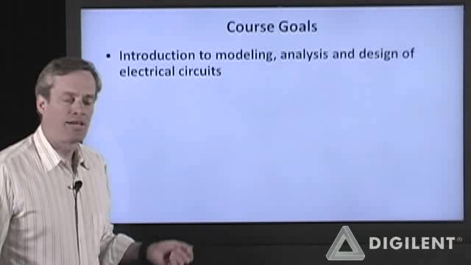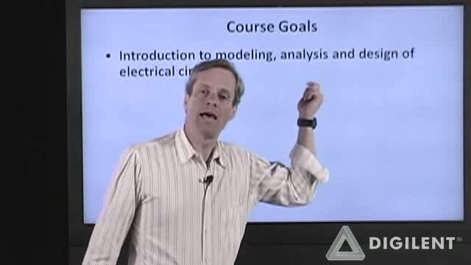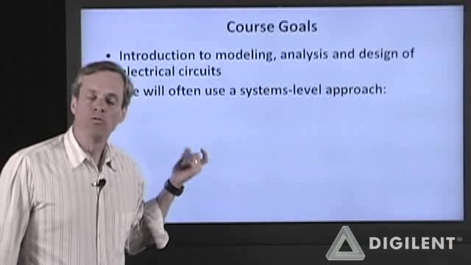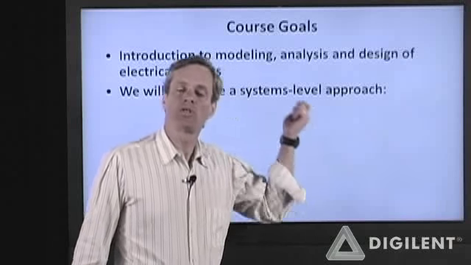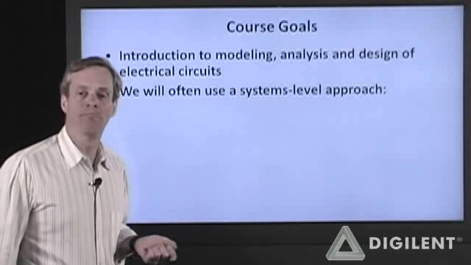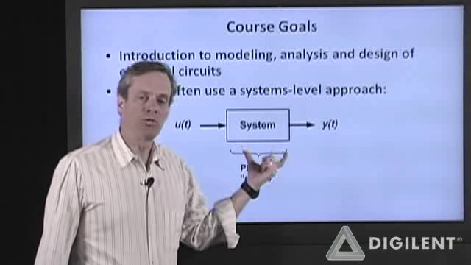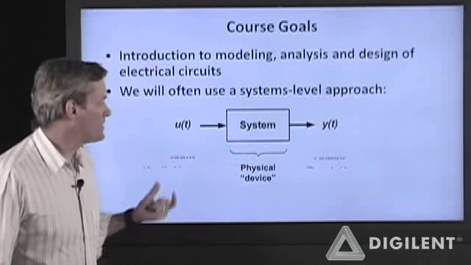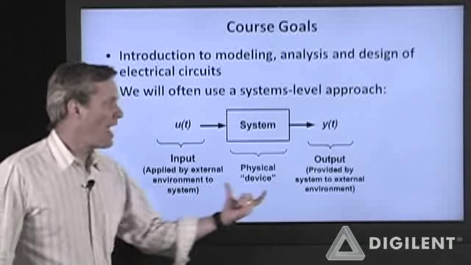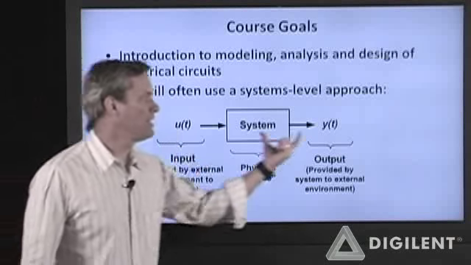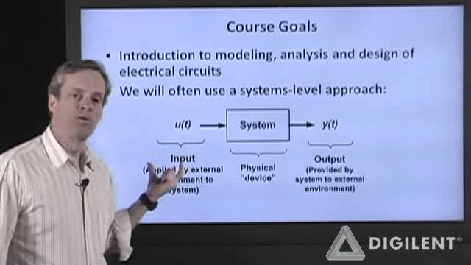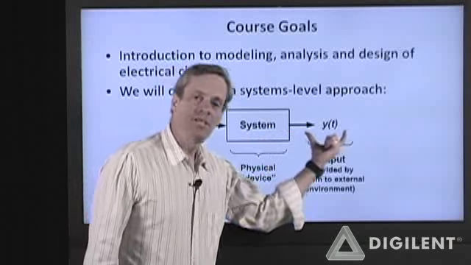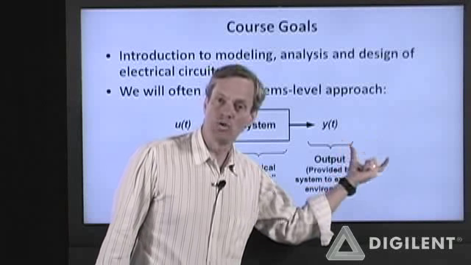Our primary goals for this class are to provide an introduction to modeling, analysis, and design of electrical circuits. Now, quite often we will use what is called a systems level approach to the electrical circuit design, analysis, and modeling. That simply means that we will represent our physical device as some kind of system. The system will have some input and some output, denoted by u(t) and y(t). u(t) is provided to the system by the outside environment. y(t) is provided by the system back to the outside environment.